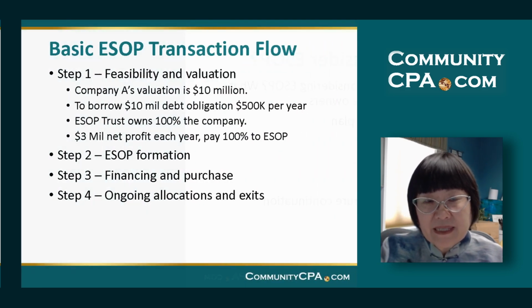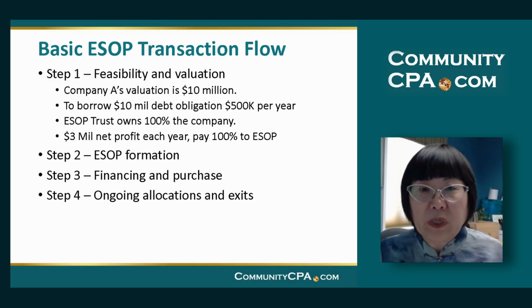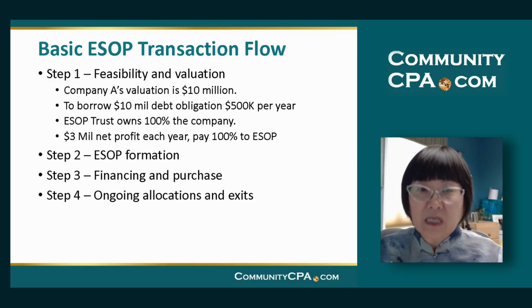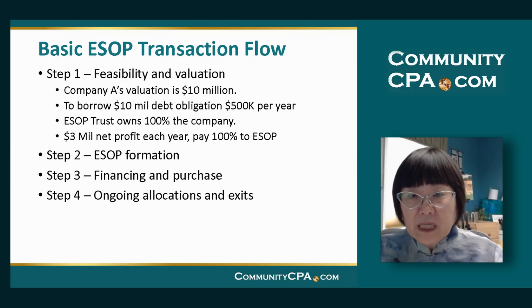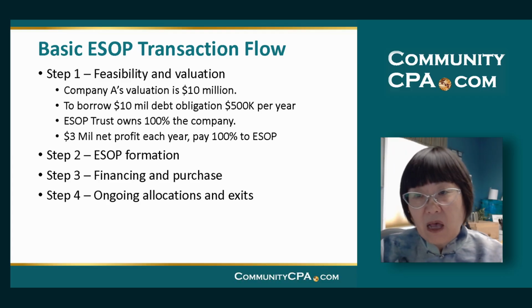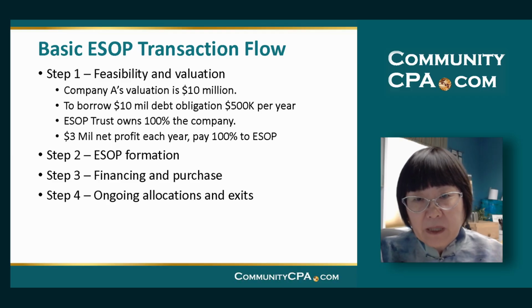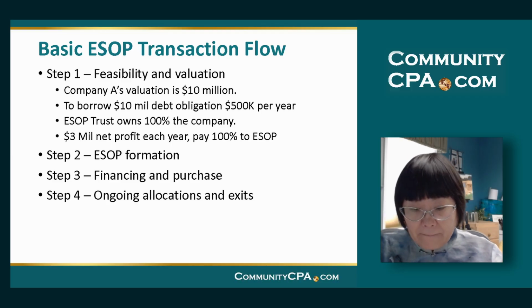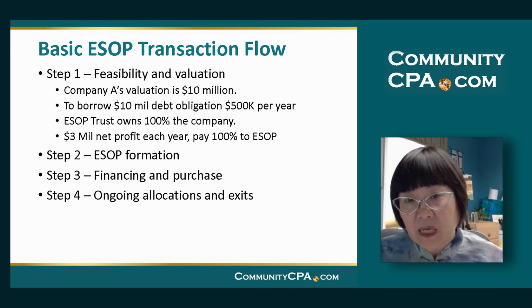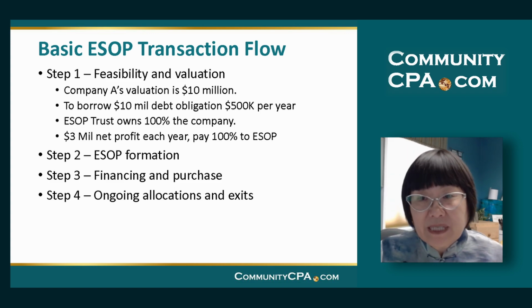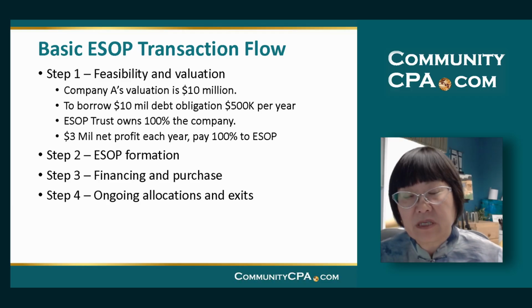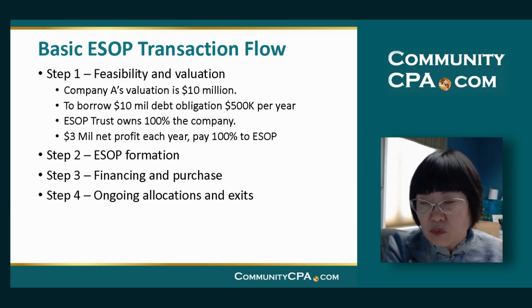Now the basic ESOP transaction flow: what are the things we need to do to become an ESOP company? Step number 1 is feasibility and evaluation. The company does analysis to make sure the cash flow supports the ESOP obligation. Then, to support the ESOP obligation, we also need to know how much the stock is worth. So there will be an independent valuation to set the fair market value for the shares, so we can sell the shares to the ESOP. This feasibility and evaluation is a really important step.